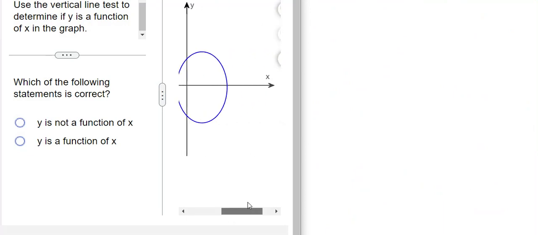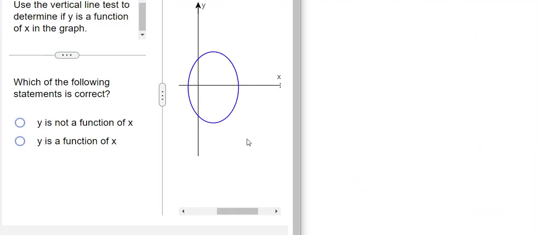But there's not a circle. This is actually called an ellipse. It's a flattened circle. And notice this y-axis is a vertical line. So it crosses it here and here. So y is not a function of x.